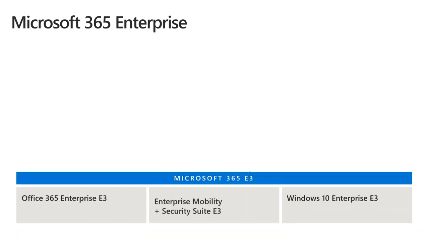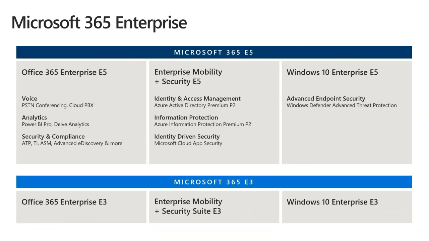When you go to E5, you get things like ATP within Windows 10 Enterprise E5. And if you are really looking at PBX integration and cloud voice, then you really are looking at an E5 SKU there. But again, we will come in and talk to you about this.